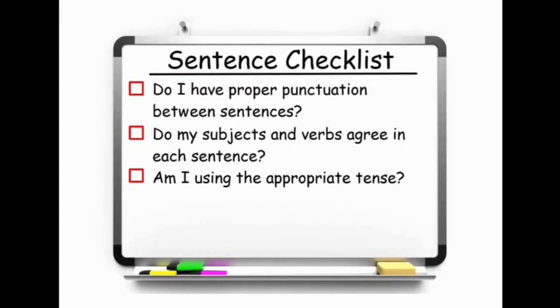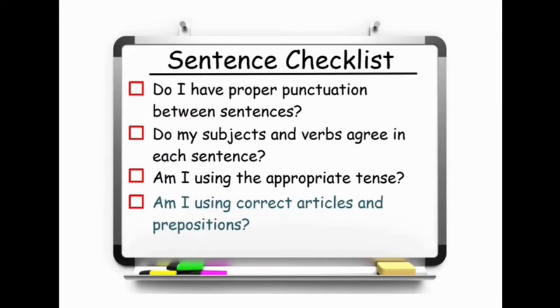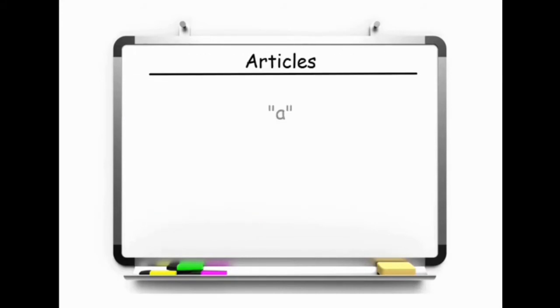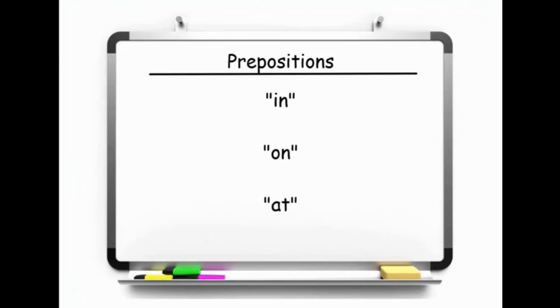Okay, next, am I using correct articles and prepositions? Articles, a, an, the, can be easy words to forget if you're writing quickly. But if they're missing, their absence can also be easy to spot. Take this for example. I went to store. That noun really needs an article, so I can correct this by making it the store. And prepositions, like in, on, or at, can be easily forgotten as well. They're also commonly used incorrectly, so keep an eye out for these.